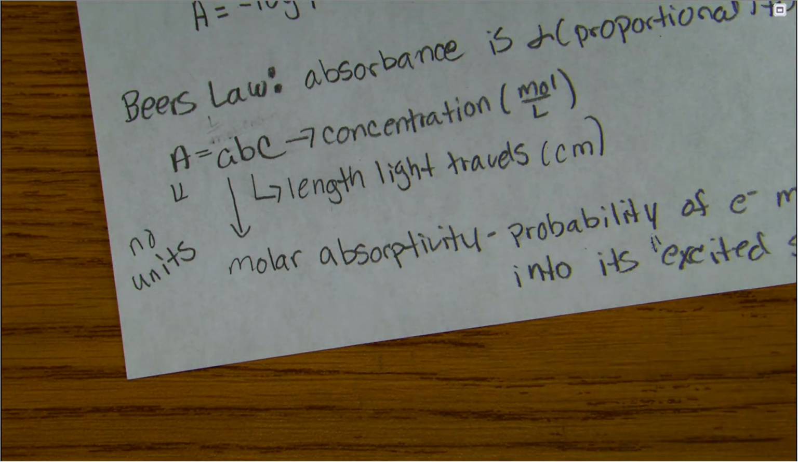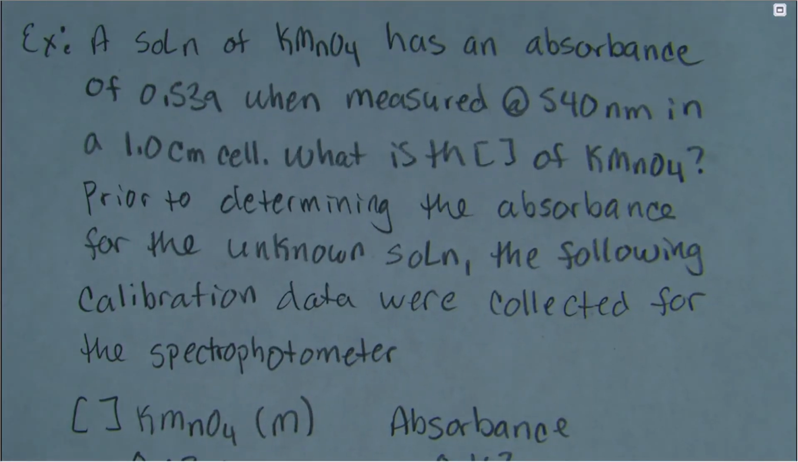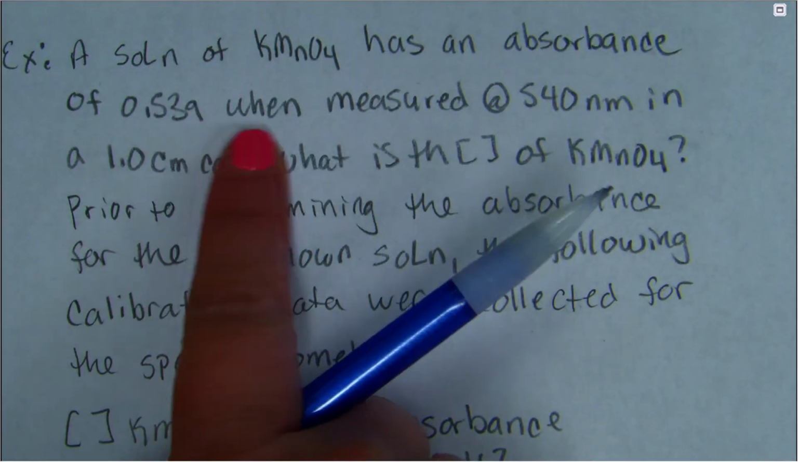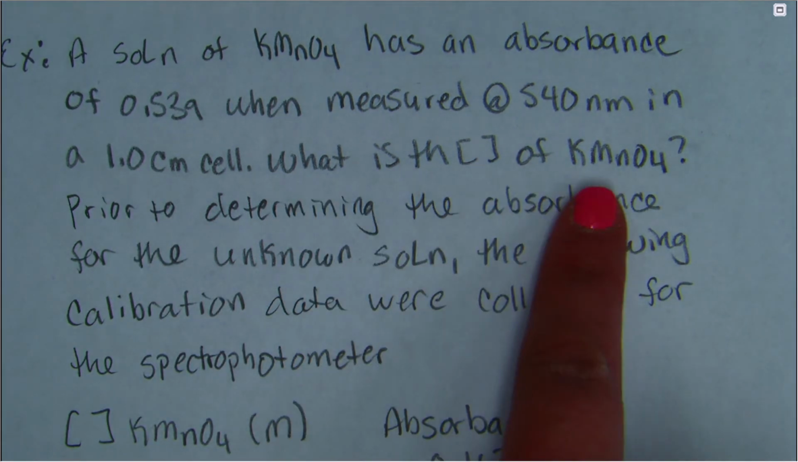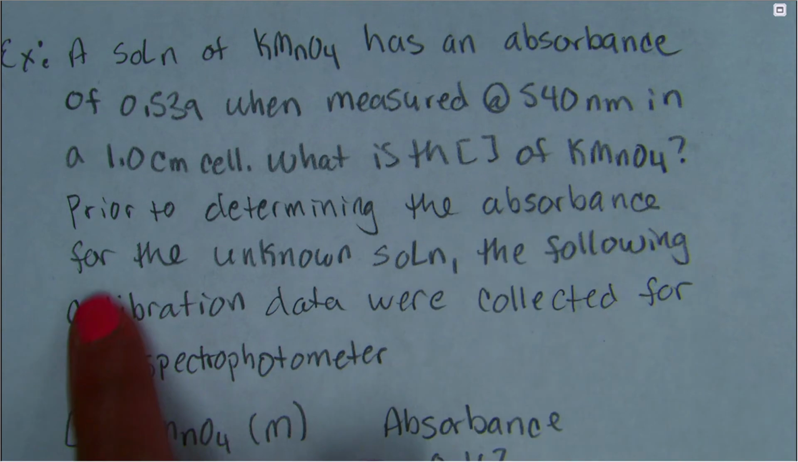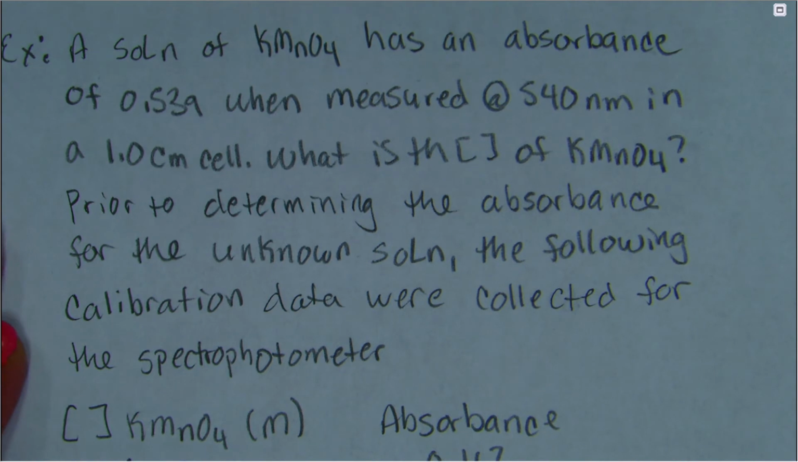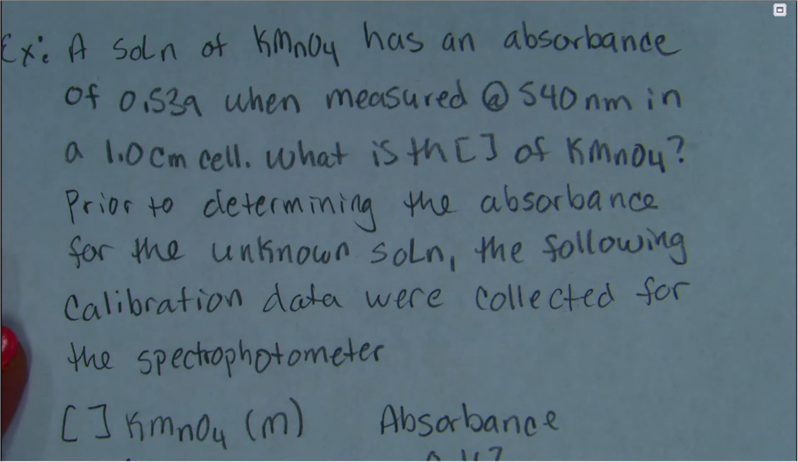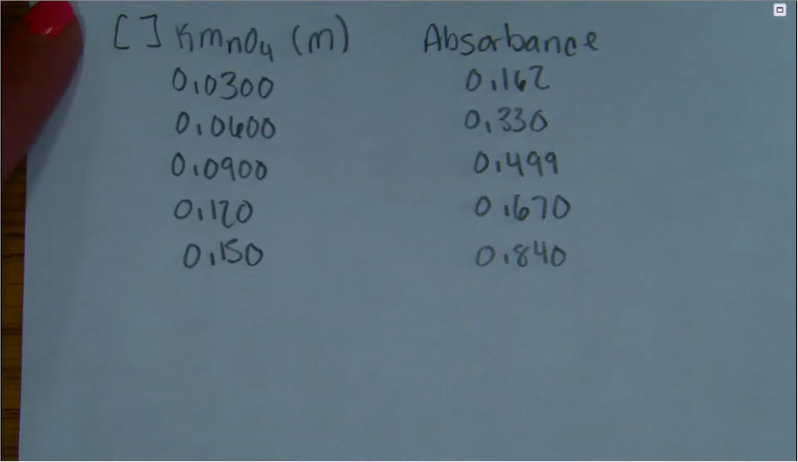So let's do an example problem. A solution of potassium permanganate has an absorbance of 0.539 when measured at 540 nanometers in a 1 centimeter cell. What is the concentration of the potassium permanganate? Prior to determining the absorbance of the unknown solution, the following calibration data was collected for the spectrophotometer. A spectrophotometer is the machine we use to collect how much light gets absorbed and transmitted. So here's the data that we got from the calibration.